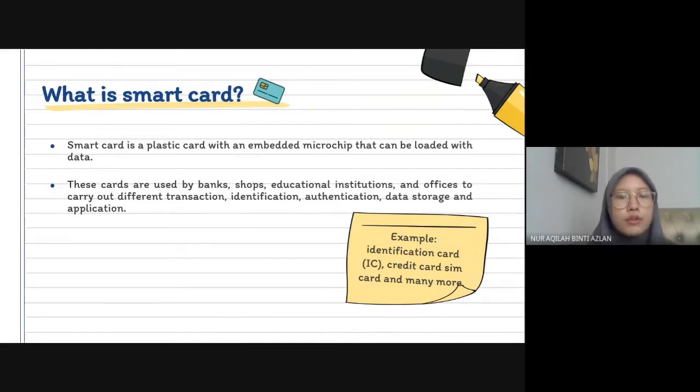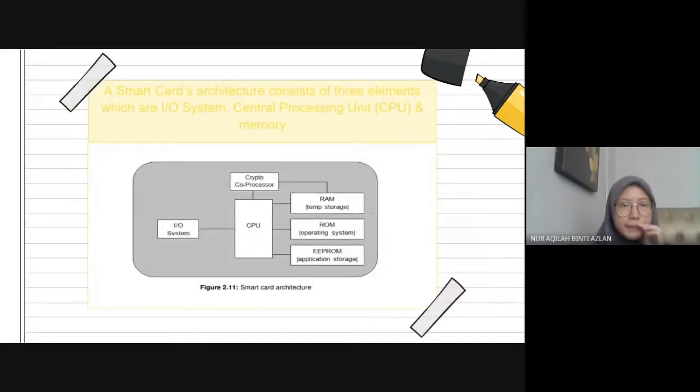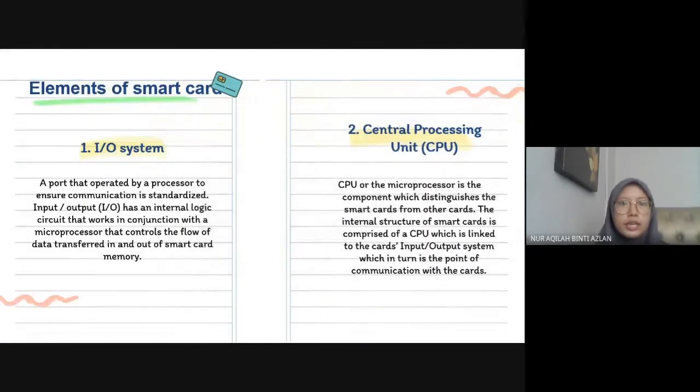Okay, next is smart card architecture. A basic smart card consists of three elements which are I/O system, central processing unit CPU and memory. Okay, element of smart card.